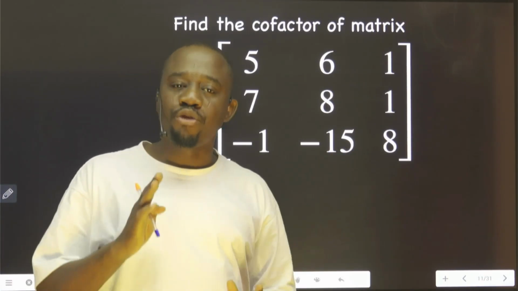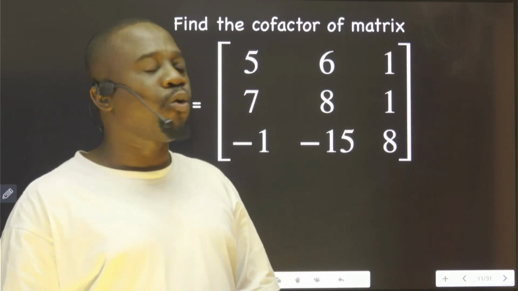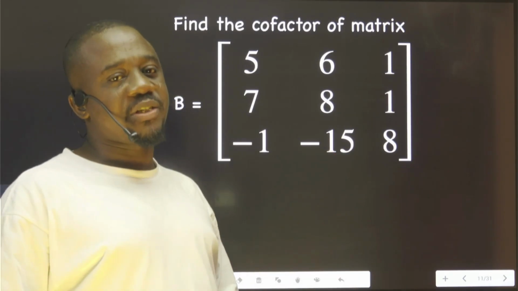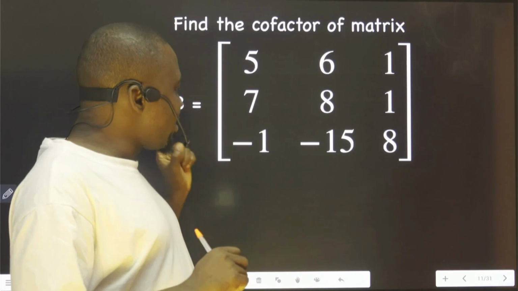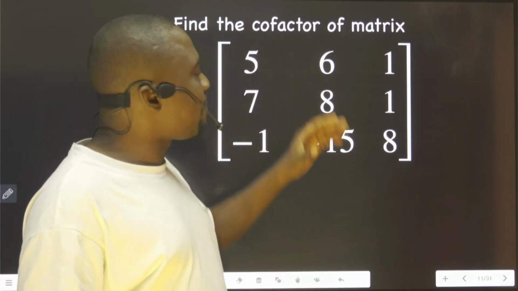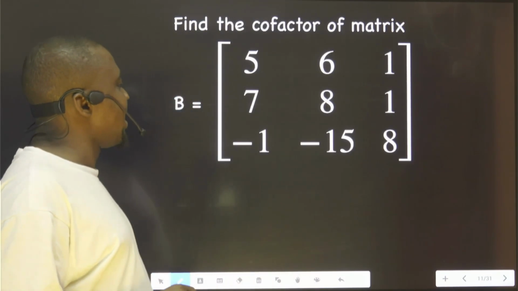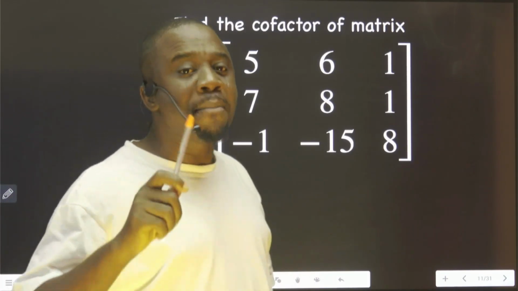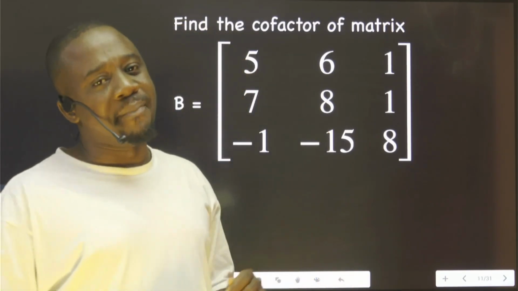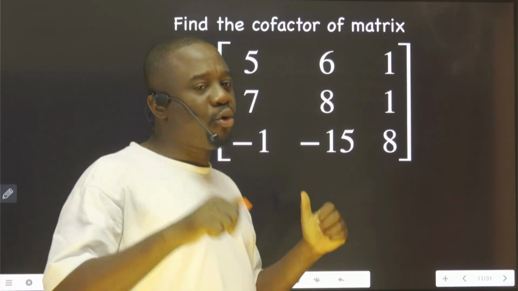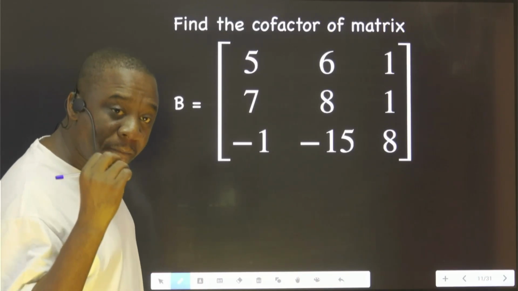Because the number of rows is equal to the number of columns, we say this is what? A square matrix. That is the first thing. If it's not a square matrix, you cannot apply cofactor. Having established that, we go for the next. The next thing now is to find the minor of each of the elements. If you don't understand minor, go back and look at the video on minor, okay? Okay, we go for the minor of each.